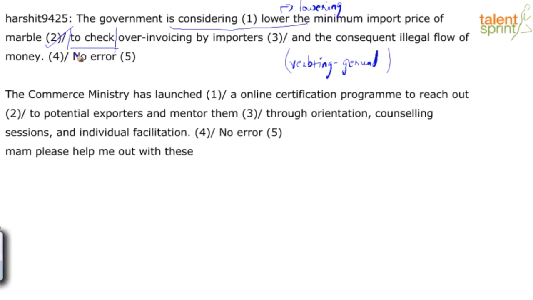Yeah, this one is very easy. So Harshit, I don't know if you intentionally put this question or simply you just wanted to. This is an easy one, right? Please help me out with these. So Commerce Ministry launched an online certification program to reach out. Let's just quickly go through the sentence just in case to make sure that there is no other error. To potential customers and mentor them through orientation, counseling sessions and individual facilitation. Seems fine.